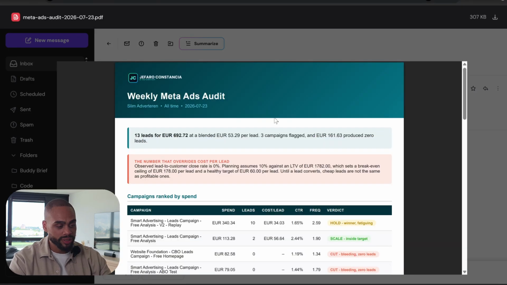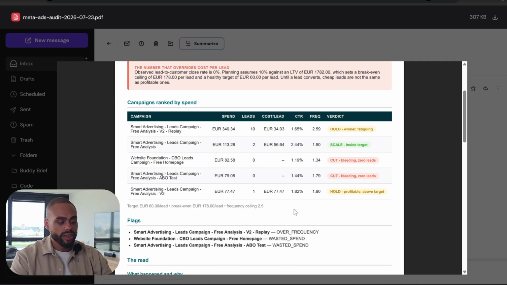If we then open the document, we actually get a more in-depth version. So what we see at the top here is the same information that we see in the mail, but we've also got some extra information regarding the campaigns that we're running. We get this nice little table containing the campaign, the amount we spent on a campaign, the amount of leads that came in through this campaign, the cost per lead, the CTR, the frequency, and finally, at the end of this, we get the verdict, which is the interesting part. This is basically the advice given to us from the AI on what to do with the campaign.